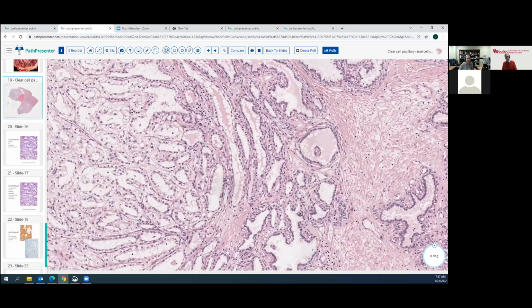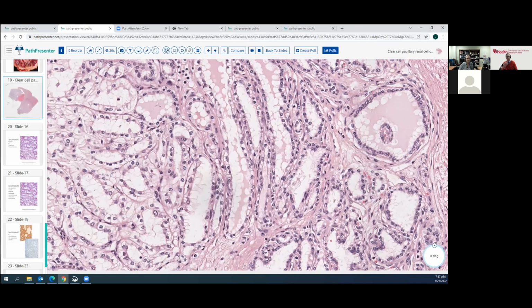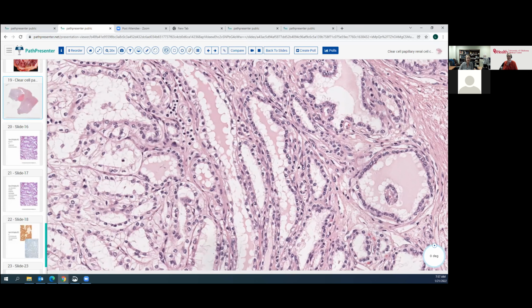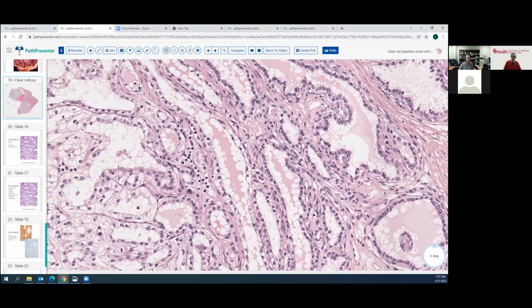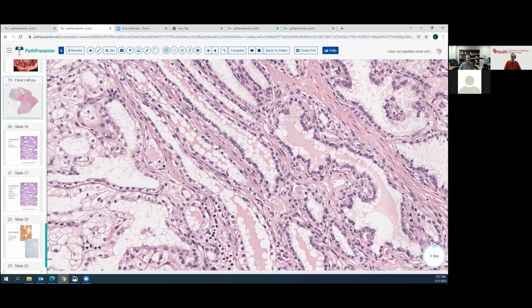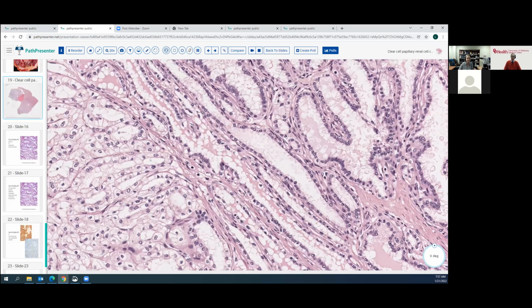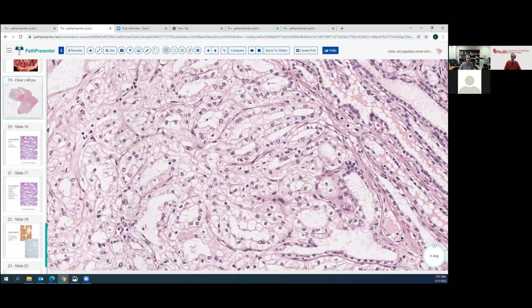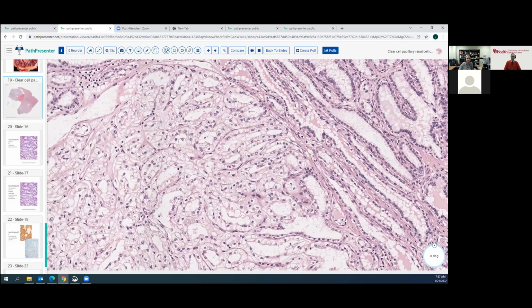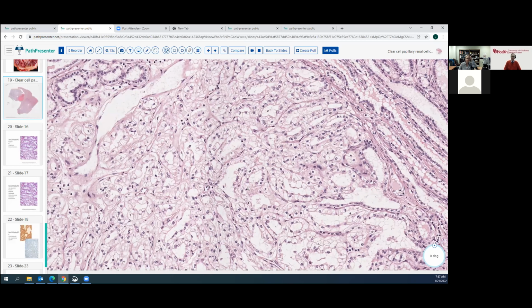And if you look at how the nuclei line up, they're almost like keys on a piano. They're very organized. You could just walk along, if you were to see them as cobblestones along a creek, you could just step on them and go along. They're very organized. When you get to the solid areas, it can be confusing to mix this entity with a low-grade clear cell renal cell carcinoma.